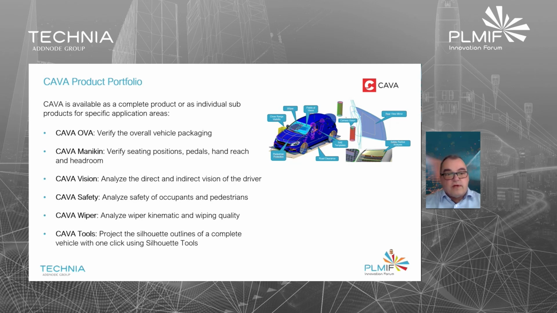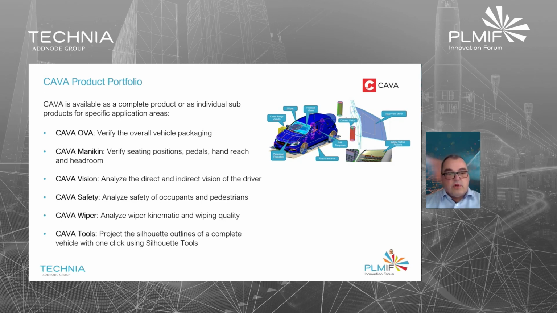Then we have the module for CAVA vision. With this module, you can analyze the direct and indirect vision of the driver. This is pretty much regulated in different standards in the world, ECE regulations, FMVSS, but also Asian and Arabian countries have different regulations. So this helps you to make sure that your vehicle can fulfill all these different requirements worldwide. I will deep dive more later into CAVA vision when we show how to actually apply it to the automotive and assisted driving components.